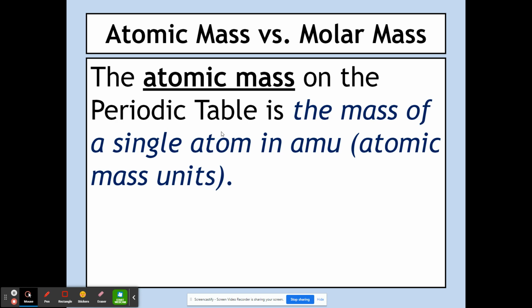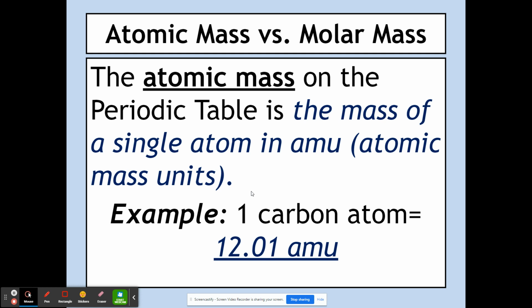Atomic mass is on the periodic table. The atomic mass, or the mass of a single atom, is in atomic mass units, or AMUs. So when we look at a periodic table, that is in atomic mass units. One example is when we look at carbon, it says one carbon atom is equal to 12.01 AMUs.